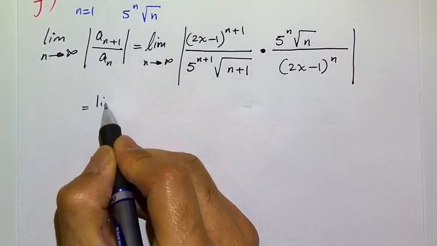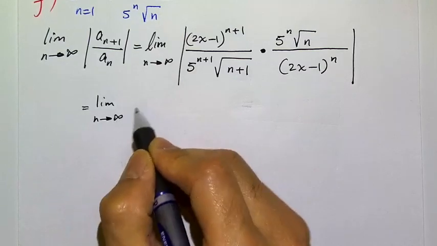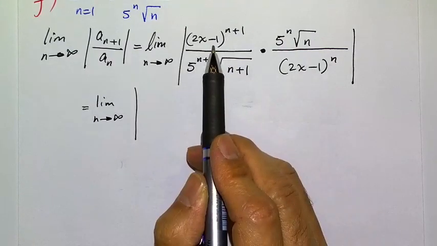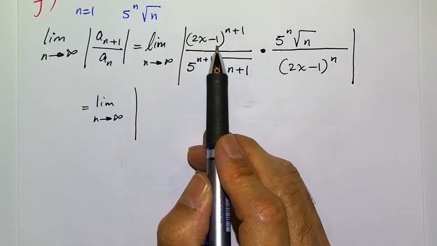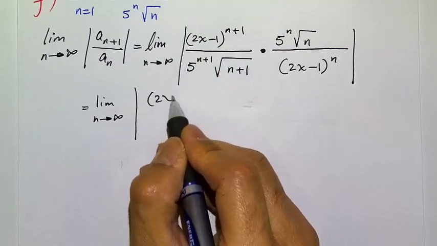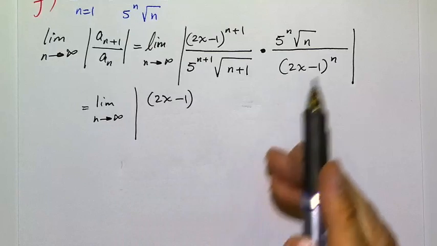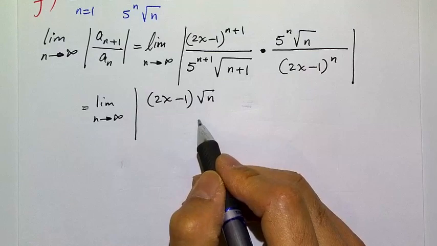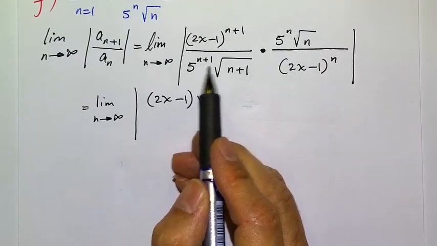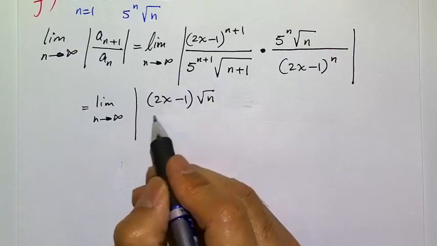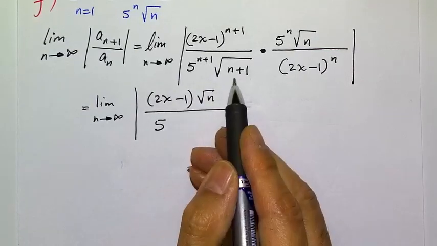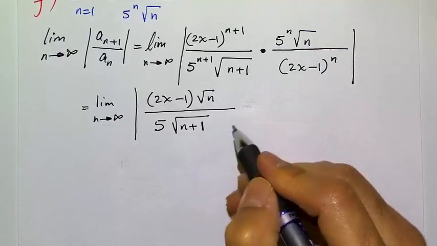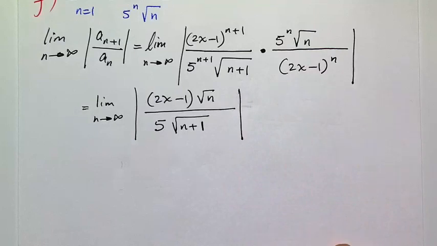We have the limit as n goes to infinity. So (2x minus 1) to the n power will cancel with this. We'll just have 2x minus 1 with power 1 there. The square root of n, there's nothing to cancel that with, so we'll keep that. 5 to the n with 5 to the n cancel out, we'll just have one 5 left in the denominator. And of course, times the square root of n plus 1.